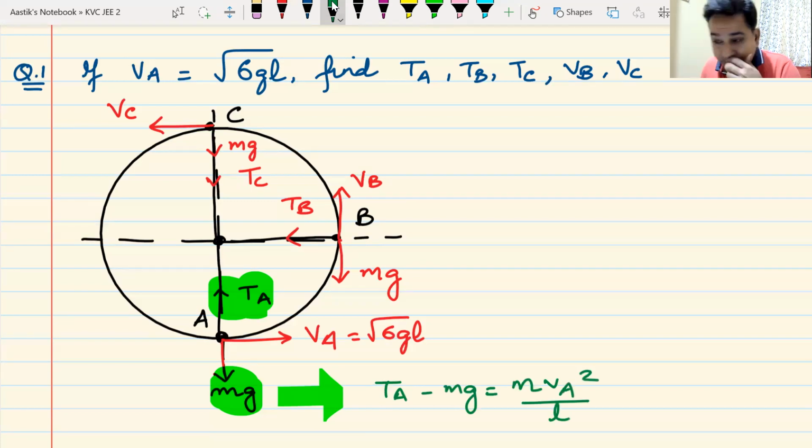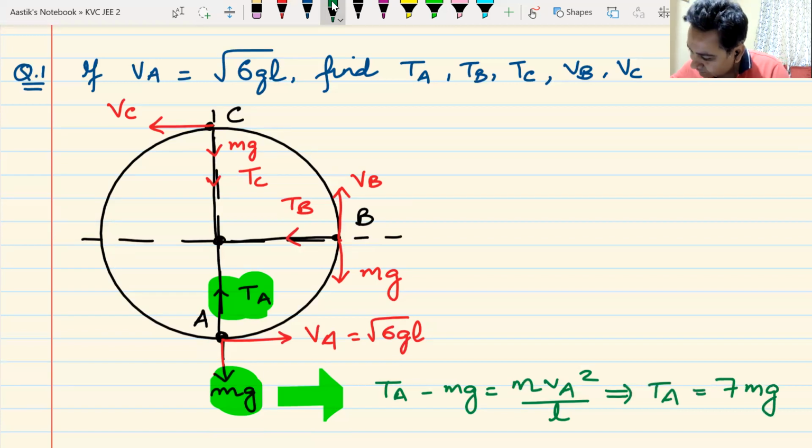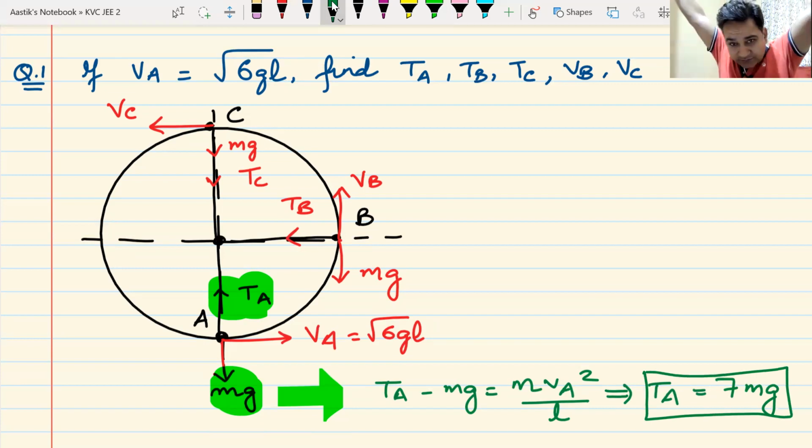You know the value of VA squared. VA squared is 5GL. So from there I can get the value of TA. My TA will come as 7mg. Correct? Everyone got this? Yes, sir. Great. So far so good. Well done. Let us now move on to the blue. TC equals to mg. Yes, TC is equal to mg.